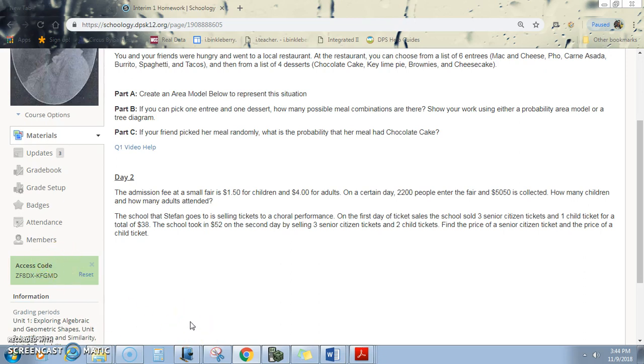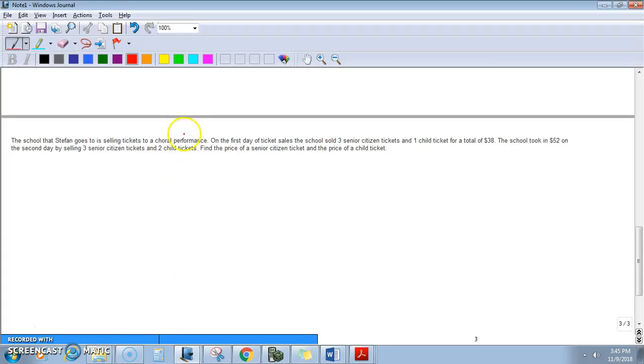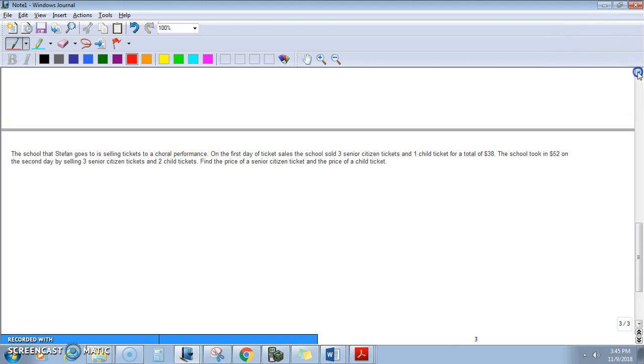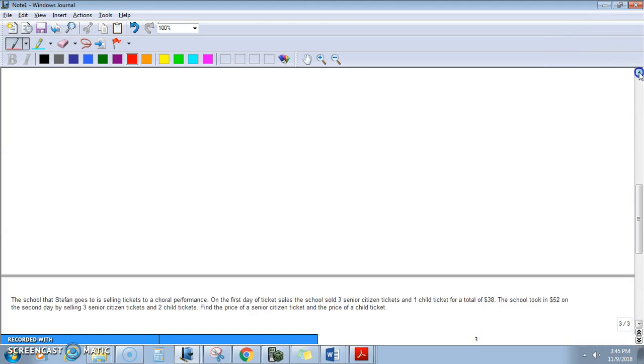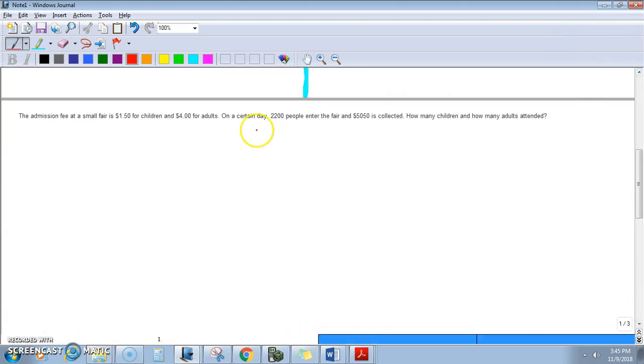So we're talking about working with systems of equations. And our first question was, the school that Stefan goes to is selling tickets for choral performance. On the first day of ticket sales, the school sold 3 senior citizen tickets and 1 child ticket for a total of $38. You guys, is this the second question? Did I do the second question first? Let's see. Yeah, here's the original one.